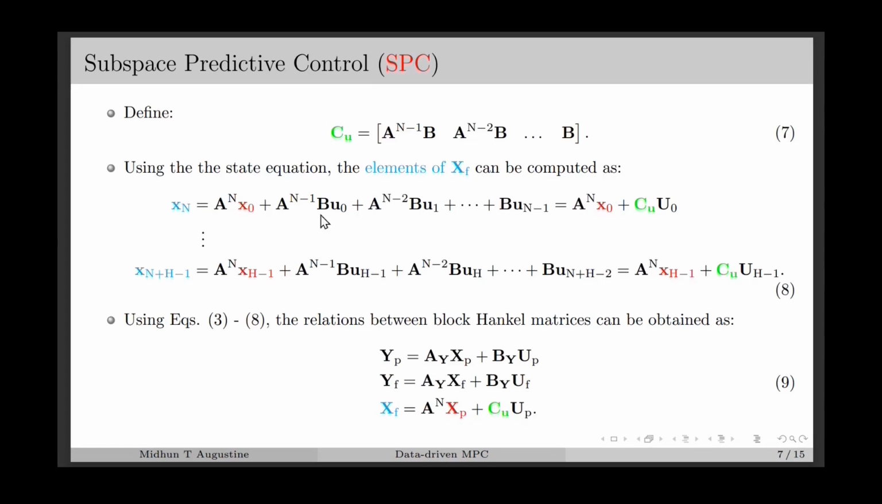Now we can define the matrix capital Cu as in equation 7, which can be considered as a reversed controllability matrix and will be used in the next equation. The elements of capital XF can be computed using the equation for predicted state as in equation 8, which can be compactly written as A raised to n x0 plus Cu capital U0. Similarly, other predicted states can be computed until x(n+h-1), which will be equal to A raised to n x(h-1) plus Cu capital U(h-1).